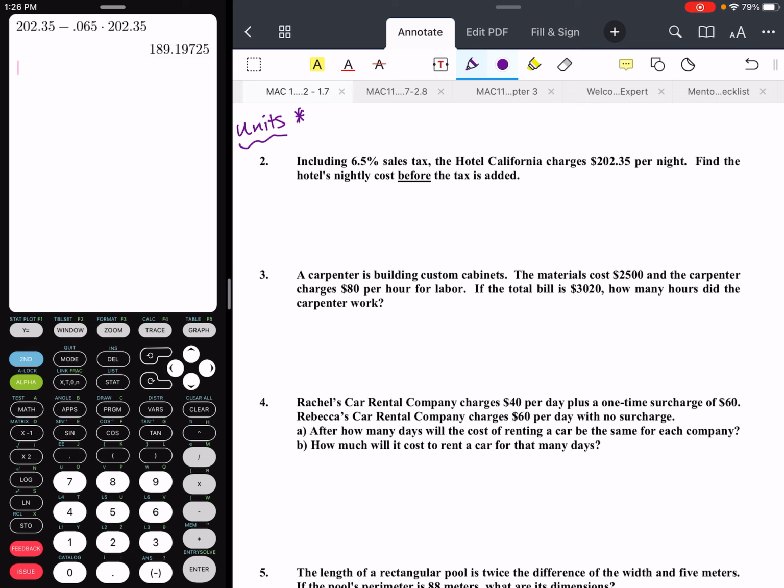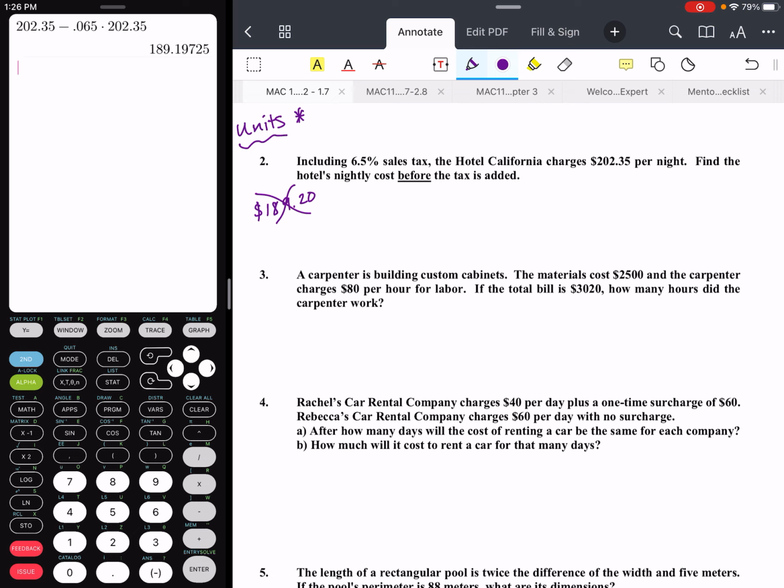What's so difficult about that? The bad news is that's actually the wrong answer. So if you work this one out and get 189.20, I appreciate the effort, but unfortunately it's incorrect. The reason is the 202.35 already has the tax in it, right? It says including the sales tax, they charge 202.35. So you can't apply the 6.5% tax again to that total amount that already has the tax in it.